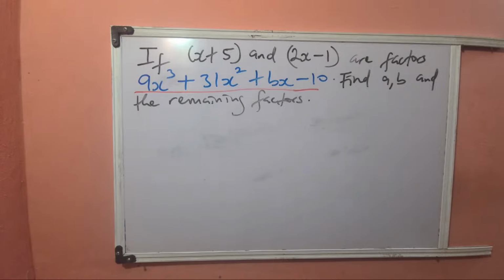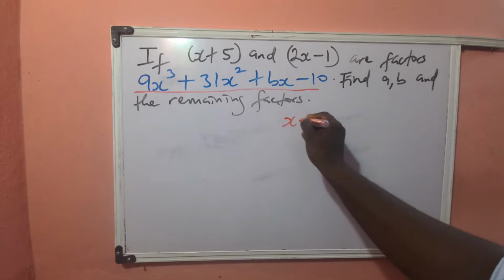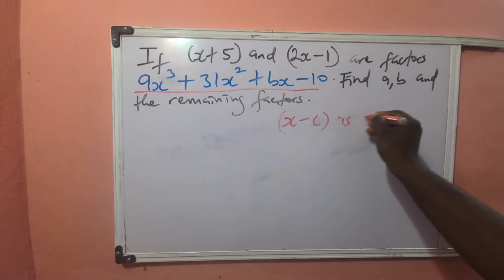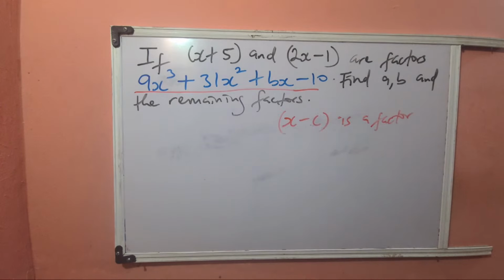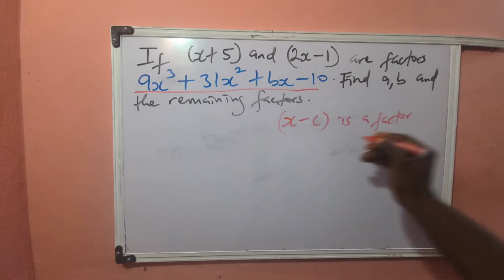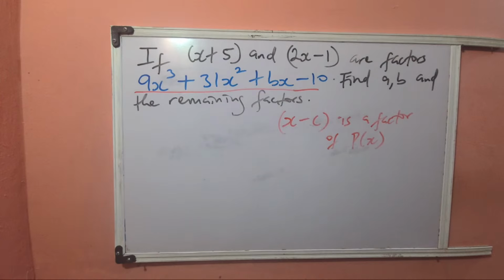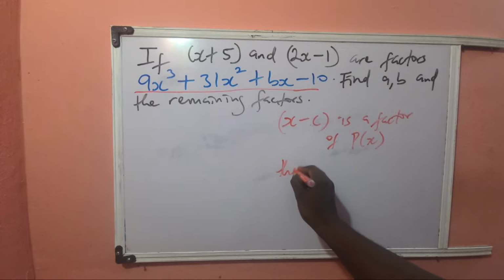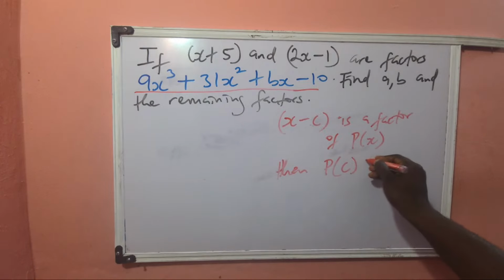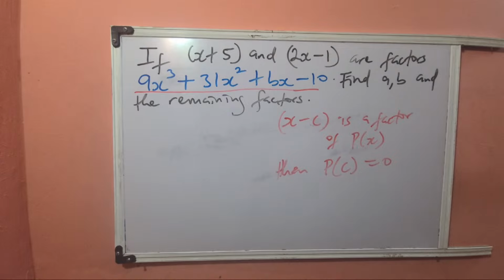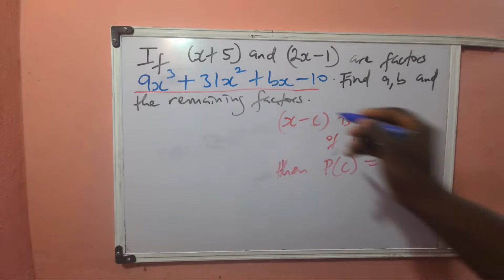Under the factor theorem, it is stated that if x minus c is a factor, this is what the factor theorem said. Now, if x minus c is a factor of a polynomial, is a factor of polynomial p(x), then p(c) is equal to 0. This is the factor theorem, which will be very, very important in solving this question.